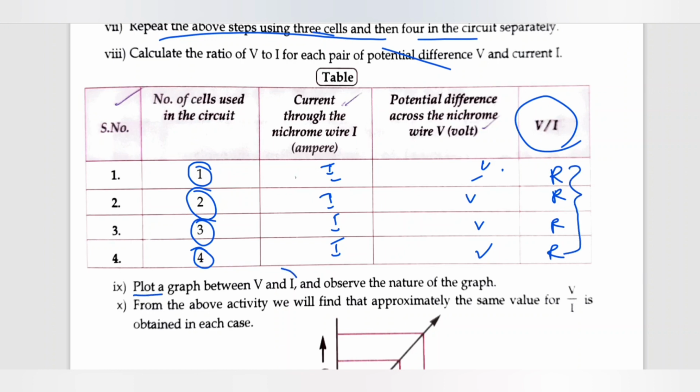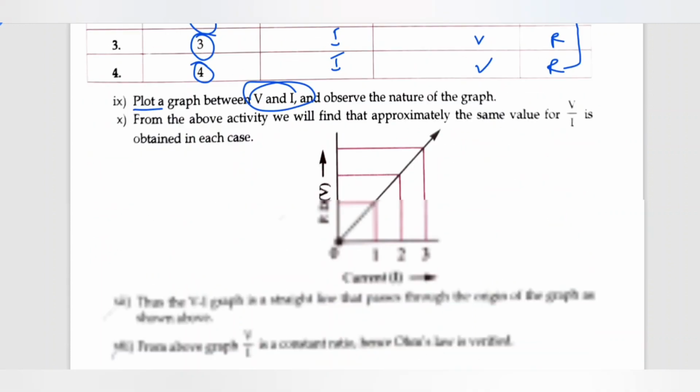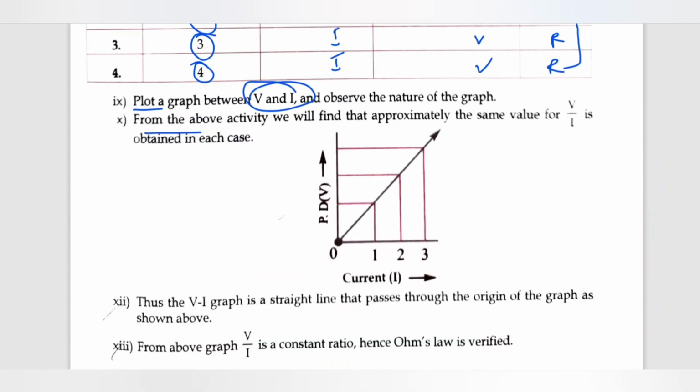So when you plot the graph between V and I, you can see that the graph is a straight line from the origin. From the above activity, we will find that approximately the same value of V by I is obtained in each case, and the VI graph is a straight line that passes through the origin. So this is the graph for ohmic conductors.